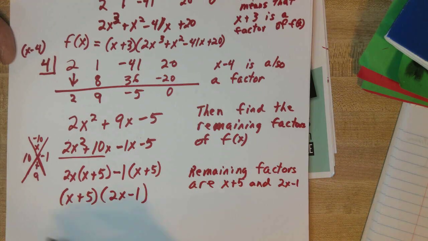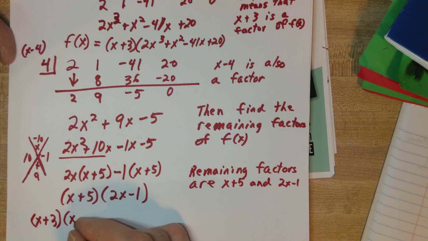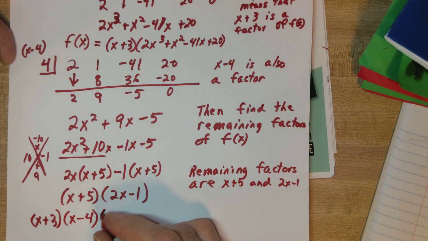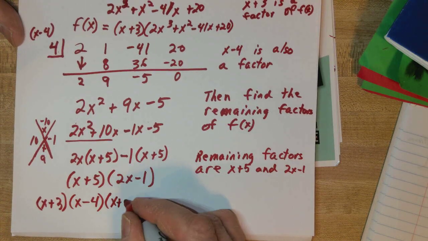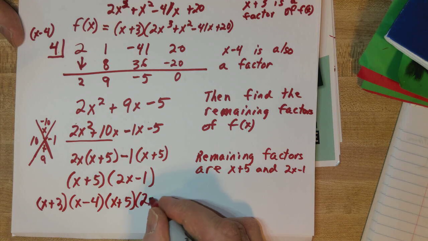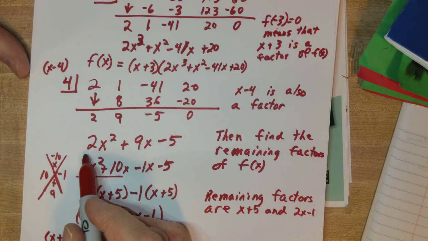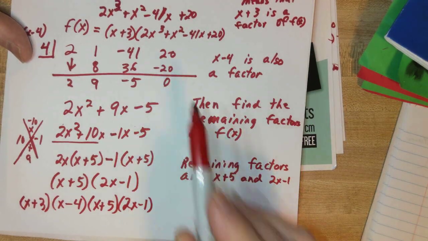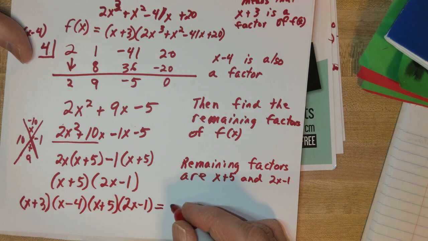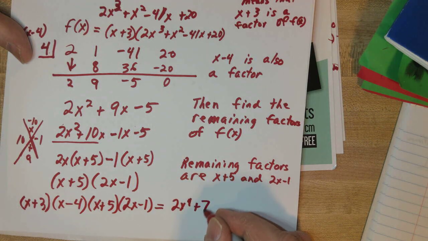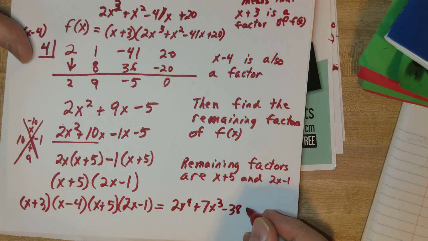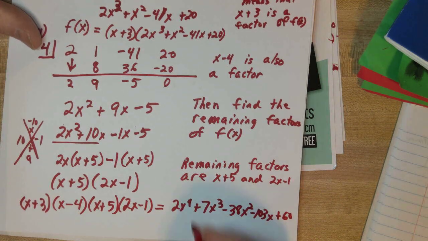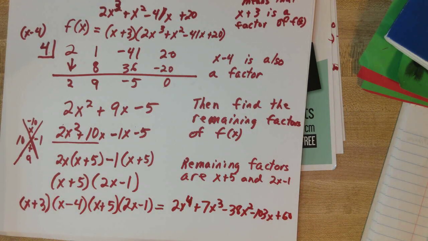So basically what we've done, they gave us x plus 3. We had to show that was a factor though. They gave us x minus 4. We had to show that was a factor. We found after we did that x plus 5 and 2x minus 1 is the factored form of what was left when we divided by this and this. It's a factor if the remainder is 0, remember? And that's equal to 2x to the 4th plus 7x cubed minus 38x squared minus 103x plus 60. All right. You guys take care.